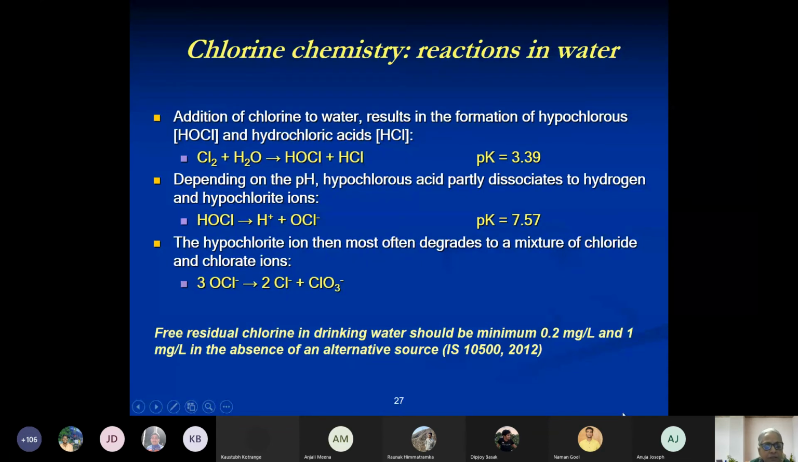The standards require that there should be a free chlorine residual, that is minimum 0.2 milligrams per liter, or 1 milligram per liter if there is no better source. So if it is a good quality source, 0.2 is considered adequate, which I don't really find acceptable. And 1 milligram per liter is okay if there is no better source.